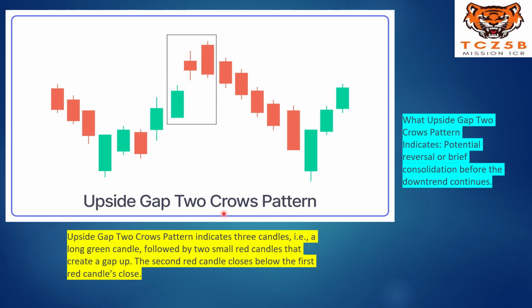Upside gap to cross pattern. Here, the upside gap to cross pattern indicates three candles. That is a long green candle followed by two small candles that create a gap up. So you can see there is a gap up. The second red candle closes below the first red candle.